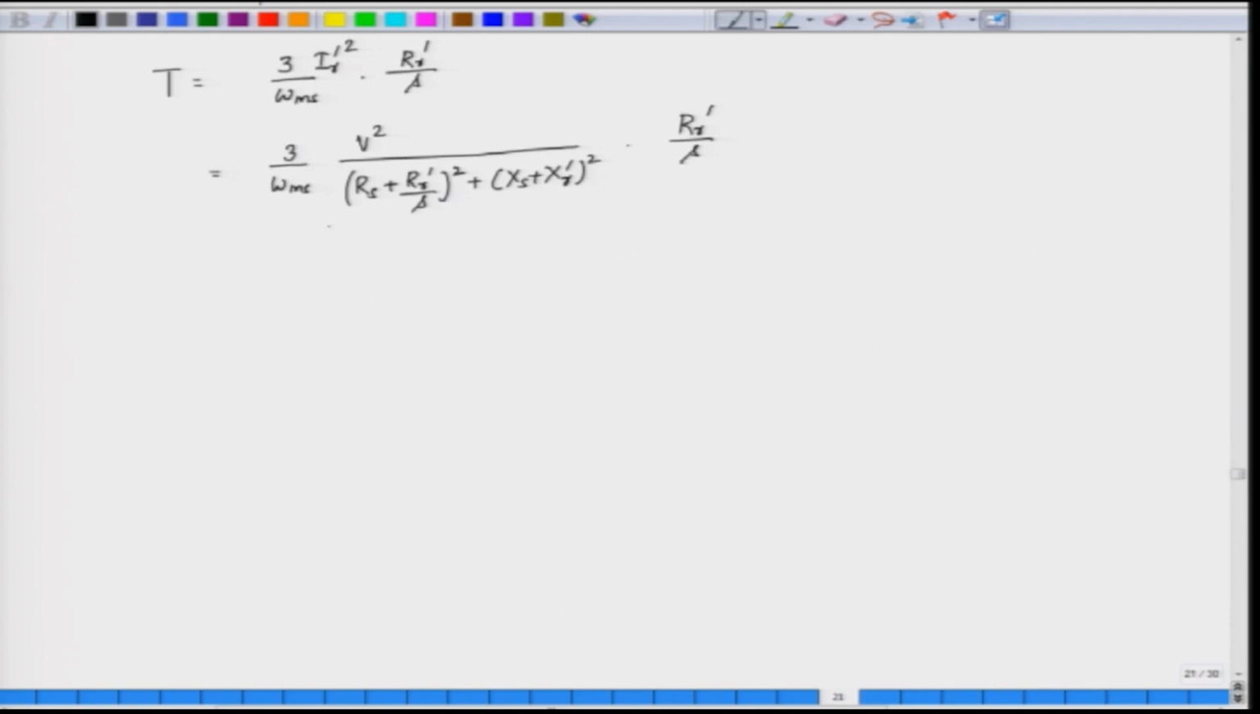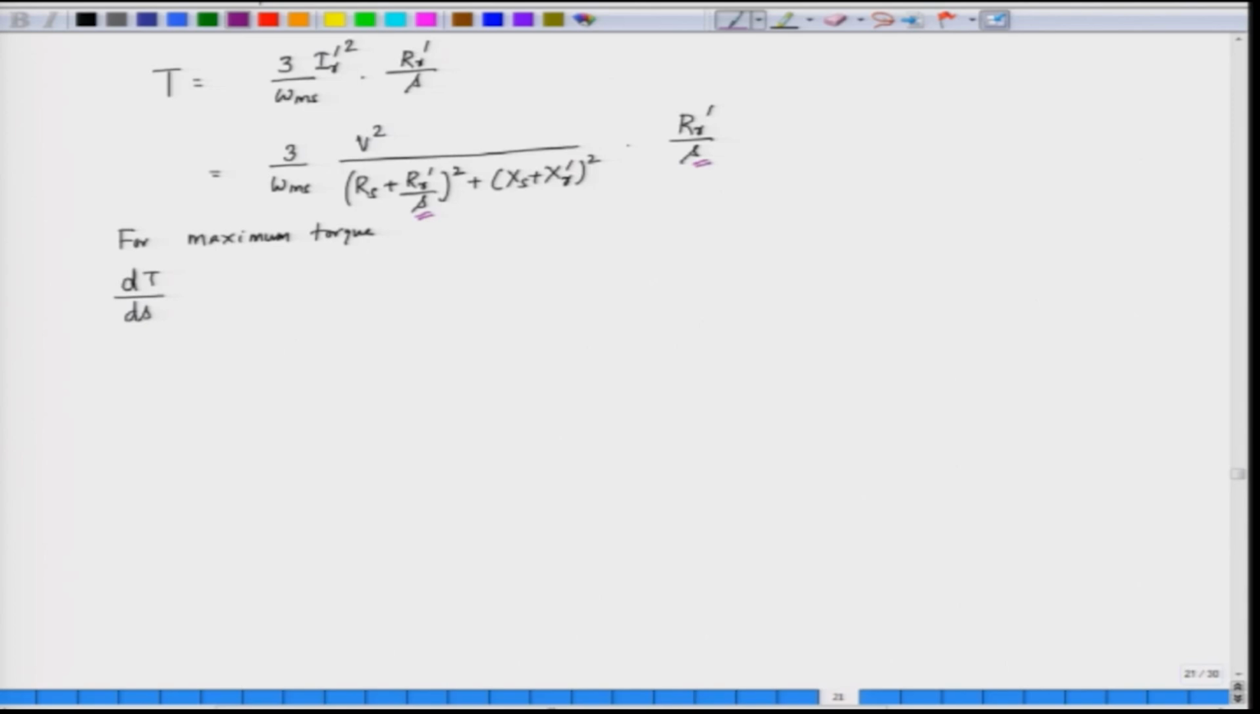Now, we need to find out the characteristics, we need to plot this. So, what we do here, we will find out, is there a maximum torque available. So, for maximum torque, on the right hand side we have one variable, that is slip. This is the only variable we have.